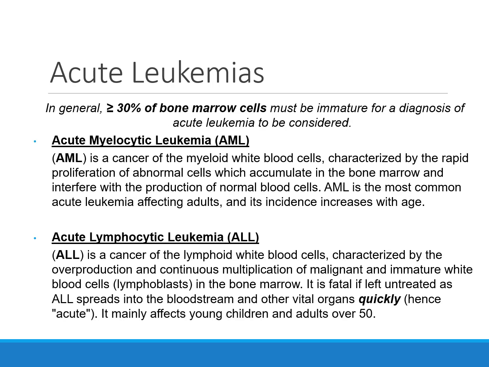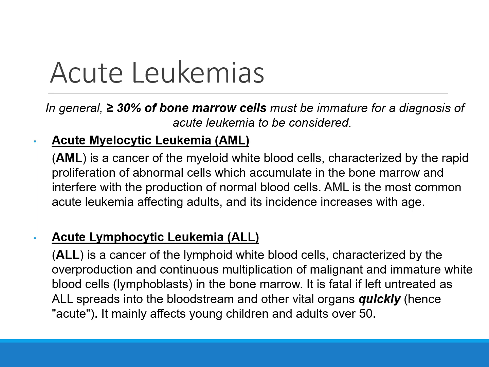So, how do we know if something is an acute leukemia versus a chronic leukemia? I mean, aren't there blasts in the bone marrow? Yeah, there certainly are, but there is a normal and acceptable ratio of blasts within the bone marrow. And in the case of acute leukemia, in general, bone marrow exceeds what the normal level of blasts would be. So in this case, equal to or greater than 30% of bone marrow cells must be immature for a diagnosis of acute leukemia to be considered, and specifically blasts.